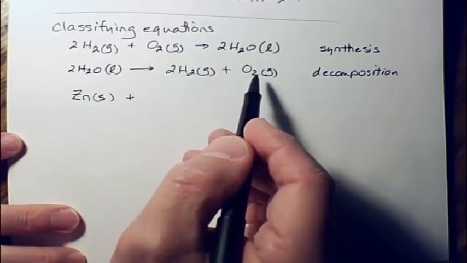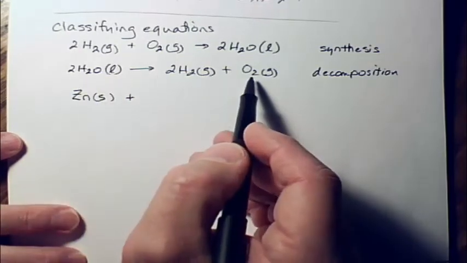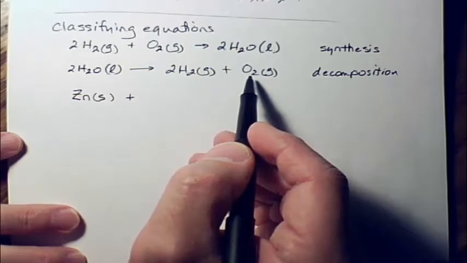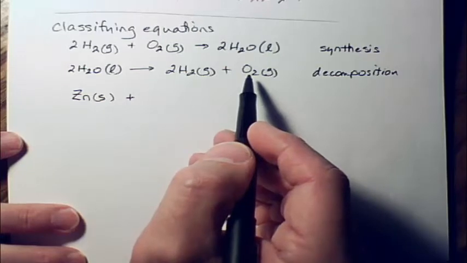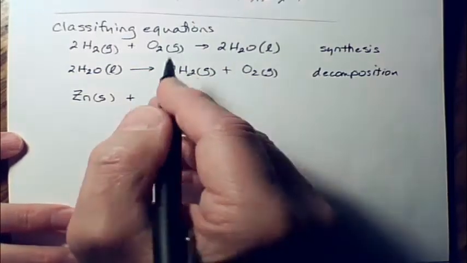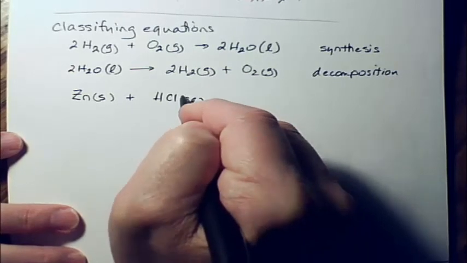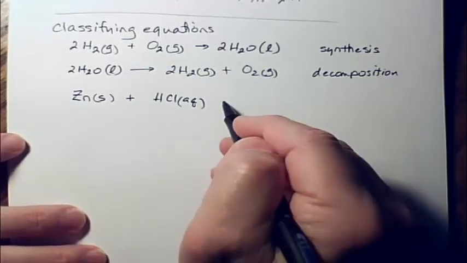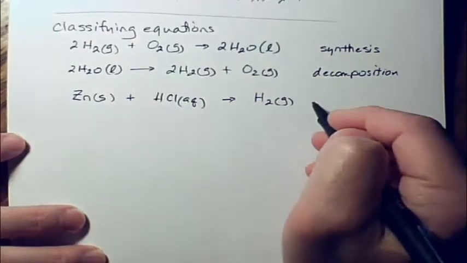I separated the hydrogen from the oxygen. I didn't break it apart into H2 and just O, because oxygen doesn't like to be by itself, and in nature, oxygen is typically O2, okay. Although we do have some in the higher atmospheres called O3, one of the allotropes of oxygen, okay? All right, so we're going to put zinc together with hydrochloric acid, and when we do that, we'll get hydrogen gas.